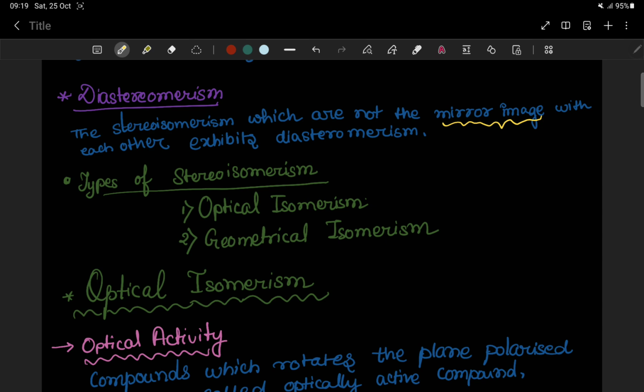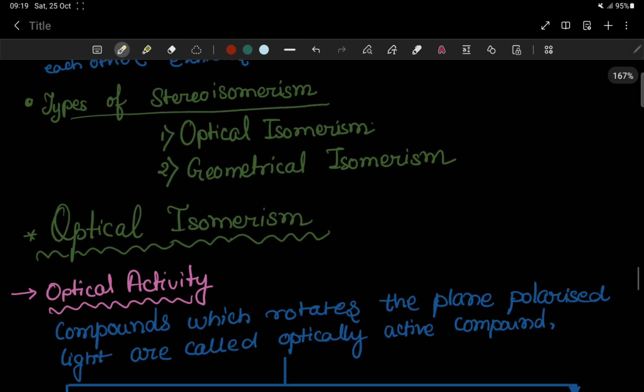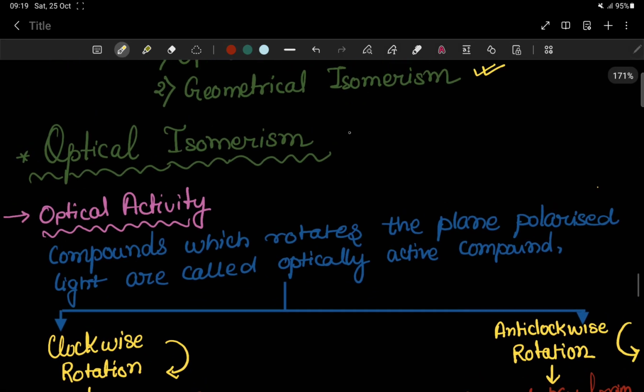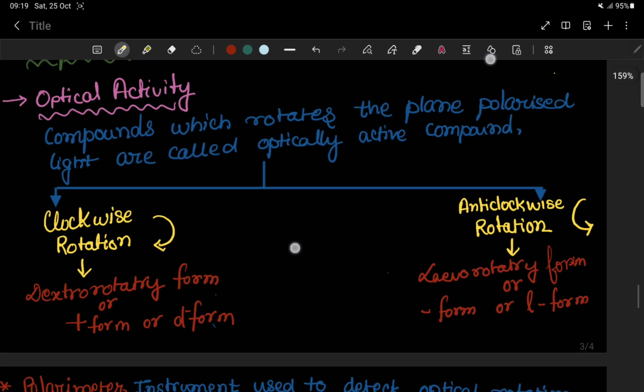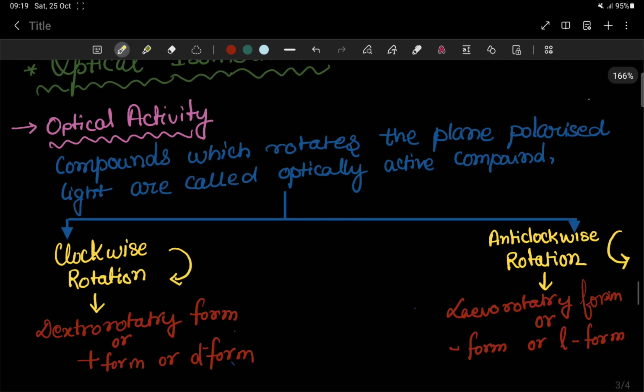So let me classify the types of stereoisomerism on some basic things. First is optical isomerism. Another one is geometrical isomerism. If I come to the topic of optical isomerism, which is our today's special topic, I will complete this optical isomerism today so that you can get to know more in our next classes. So optical isomerism, what is optical activity? Before knowing what is optical isomerism, you need to know what is optical activity.